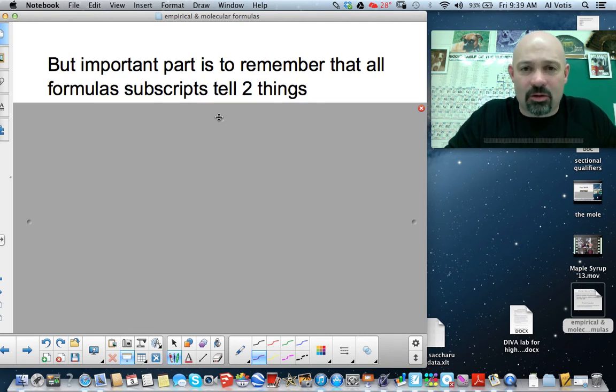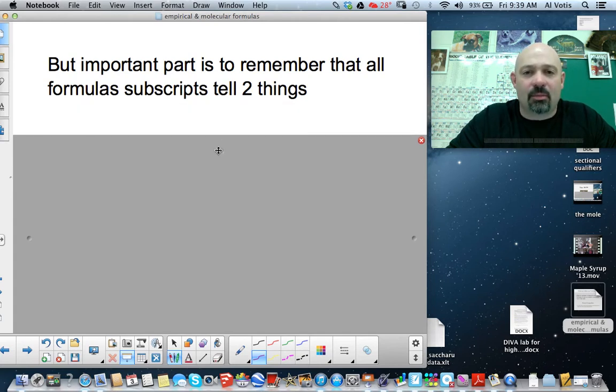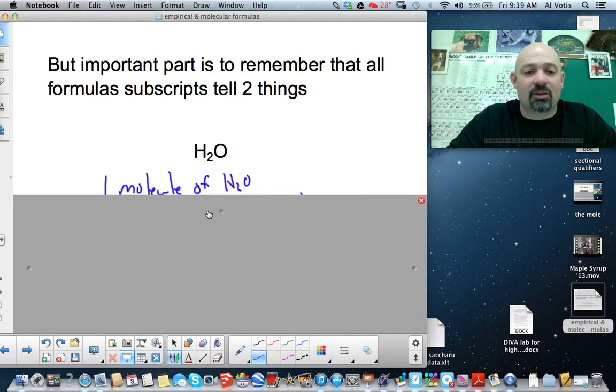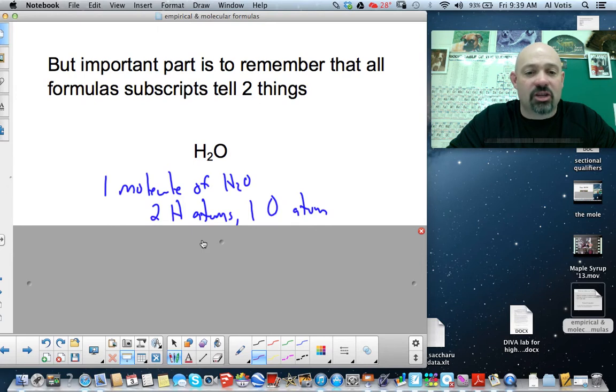The important thing, though, is to remember in this case that to determine empirical or molecular formulas, there are two things. We've talked about this in class a couple times, but we're going to hit it again here. The subscripts in a formula tell you two things. So if I have H2O, that can mean that in one molecule of water, I'm going to have two hydrogen atoms and one oxygen atom.